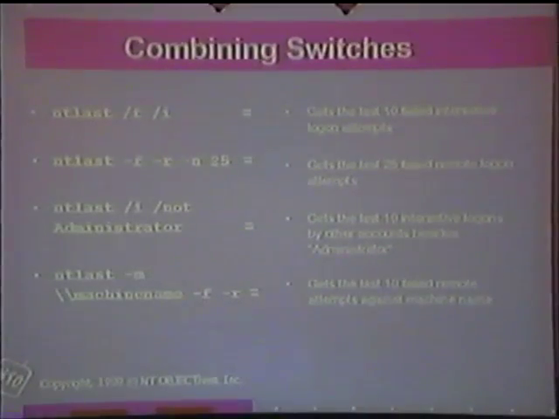And one of the most useful things is this last one, NTLast -M -F -R. It grabs the last 10 failed remote attempts against another machine. So if you're sitting at your console, you can use this to scan your network and grab all the other machines.